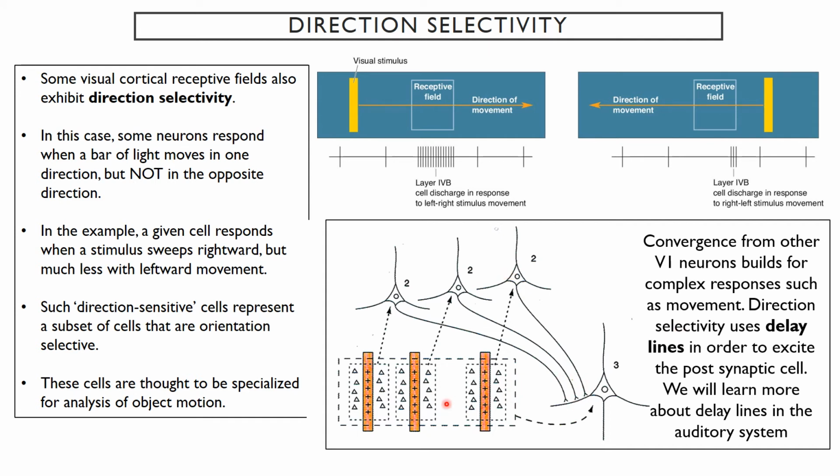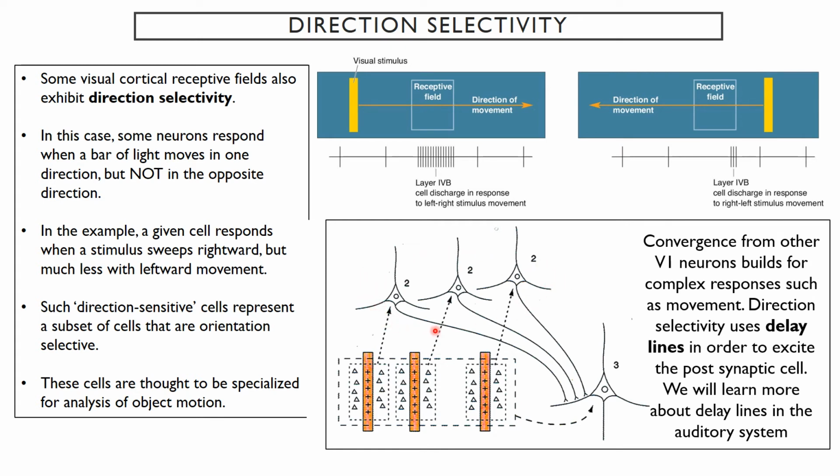Now, if the bar is going in the opposite direction, it's going to hit this neuron first, and this has the shortest axon, so this starts firing, and it reaches the neuron pretty quickly, and then the bar hits this one, and it takes even longer, so this is even more delayed, and then the bar hits this one, and it's even more delayed, and none of them are synchronized. So none of the action potentials reach the postsynaptic neuron in a synchronized way, and so this neuron does not fire.